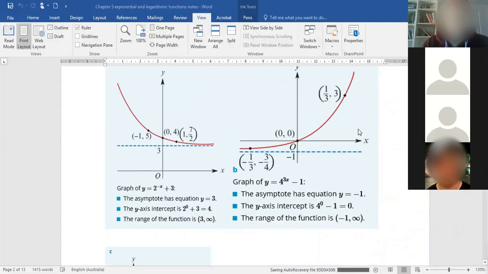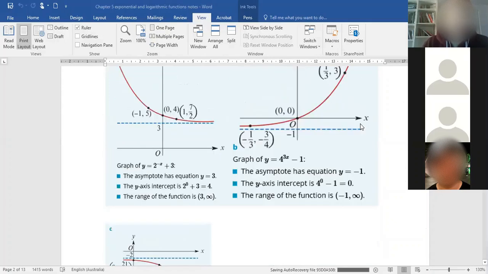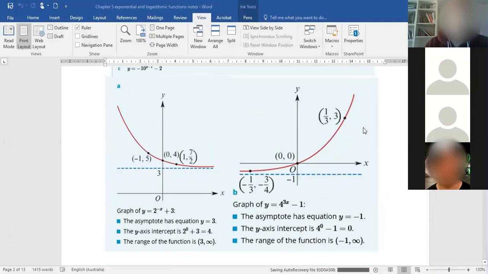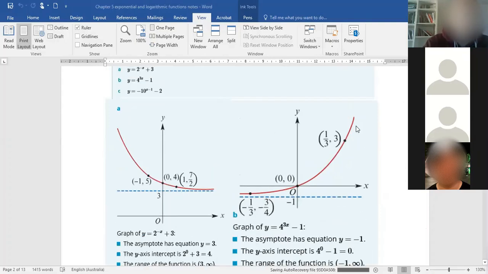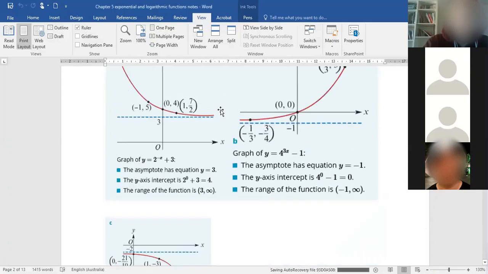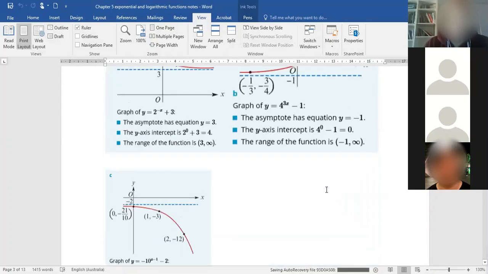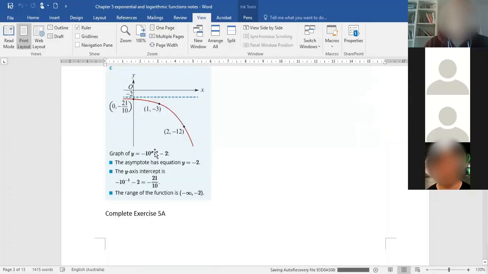It should be on your paper further down. Oh, it said the range. Okay, I didn't do the range. For the range now, you can quickly see it. Part A is from 3 to infinity. Part B is from -1 to infinity. And part C is from negative infinity up to -2, which is the asymptote.